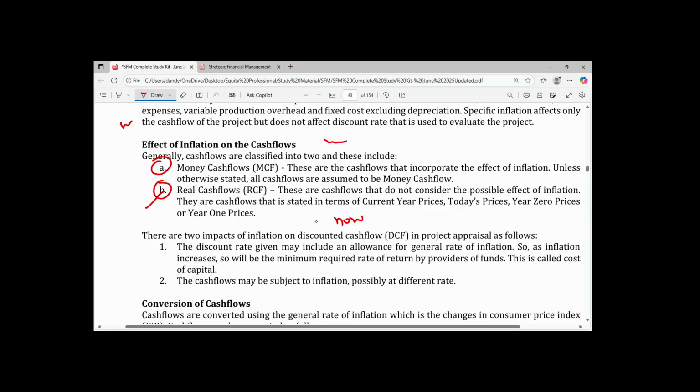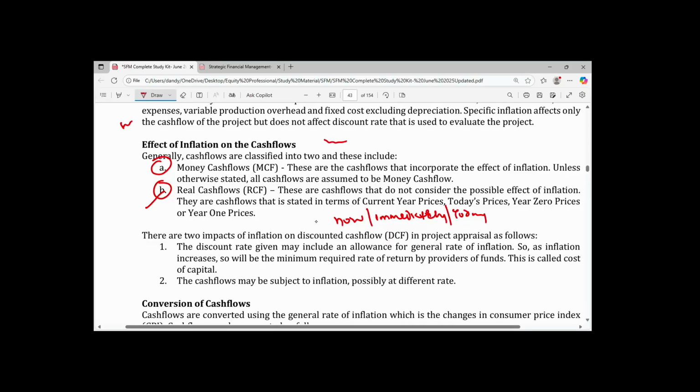If in a question you are told now, immediately, or today, they mean the same thing. Examiner can call it now. If you say now, that means it is year zero. If you are told immediately, it is year zero. If you are told today, it is year zero. That's the way you are going to treat it.